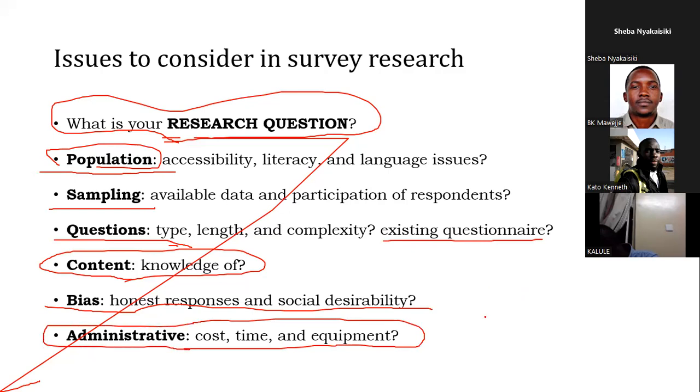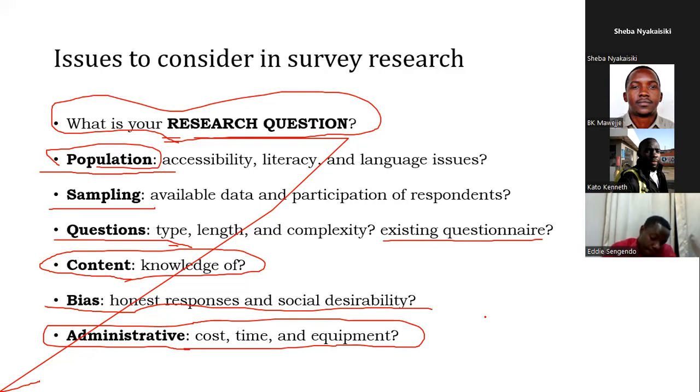Survey is actually one of the cheapest research methods that you can find, and also the least time consuming. In terms of designing a questionnaire, it can be laborious, but if you have an existing questionnaire, it is okay. But in terms of cost, in terms of time, it's one of the easiest.